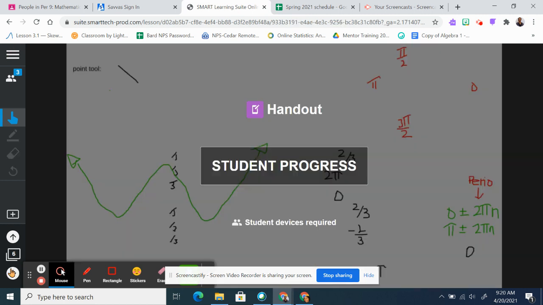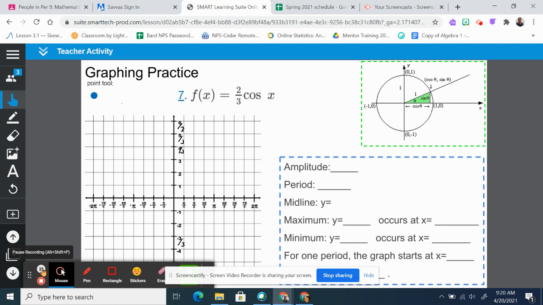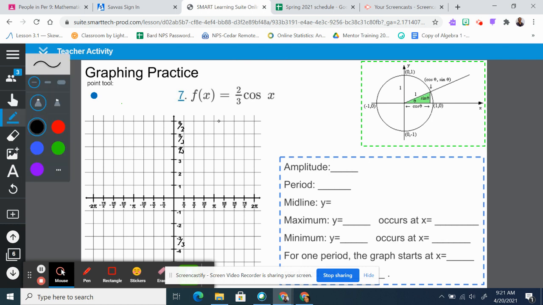So let's go back to our example. So we're going to look at 2/3 cosine of x. I'm going to just open up the pen right now so I can write. Just as a refresher, we said the general form is a cosine of bx. And in this case, our a appears to be 2/3, right? We have 2/3 being multiplied in front of that cosine function. So we're going to say our amplitude is 2/3.